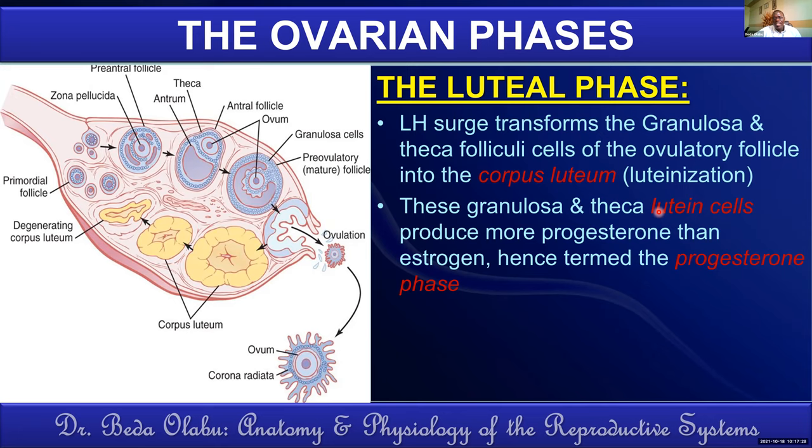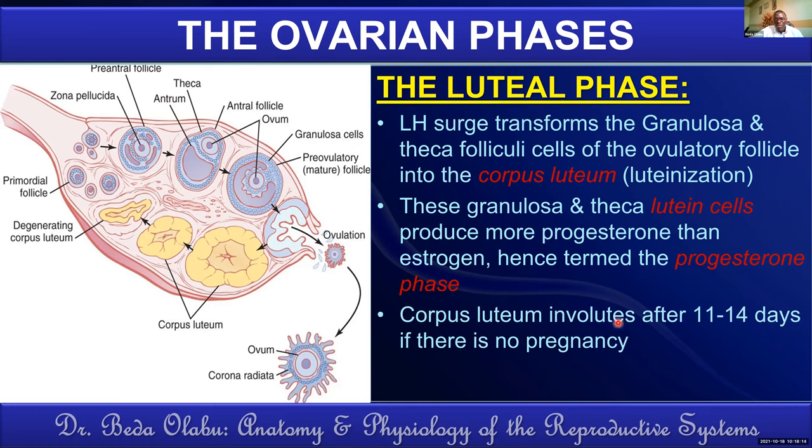This population of cells is largely responsible for production of progesterone hormone. Usually what happens is that the theca lutein cells will produce androgens. Then those androgens are converted by the granulosa lutein cells into progesterone. So we have progesterone production. Instead of high levels of estrogen production, now we have high levels of progesterone production. It is for that reason that the luteal phase is termed the progesterone phase, because this period is characterized by high levels of progesterone production.